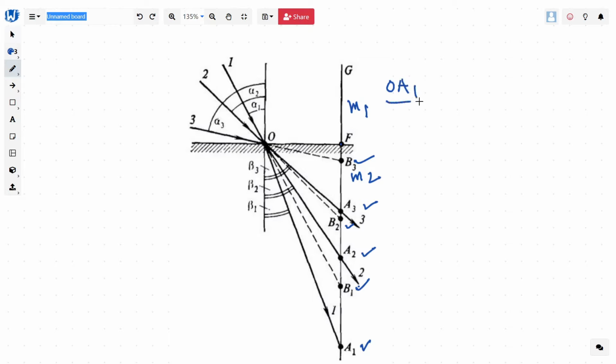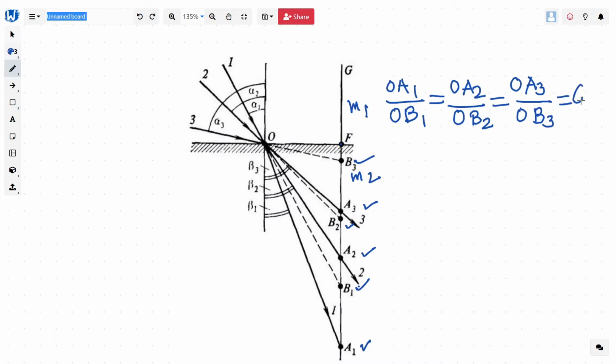OA1 divided by OB1 is equal to OA2 divided by OB2, OA3 divided by OB3, is equal to a constant. So it doesn't matter which ray we are considering, this ratio remains constant. So we can write a general law like OAi divided by OBi is equal to some constant.